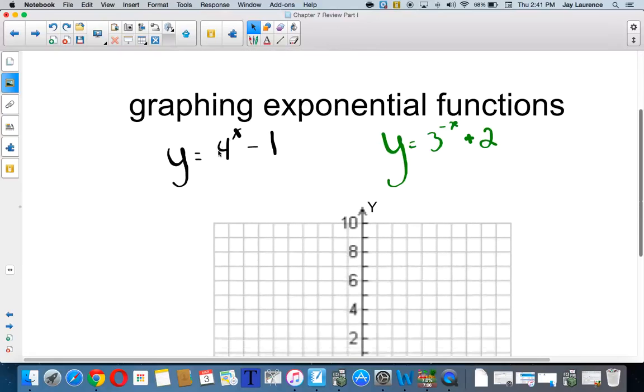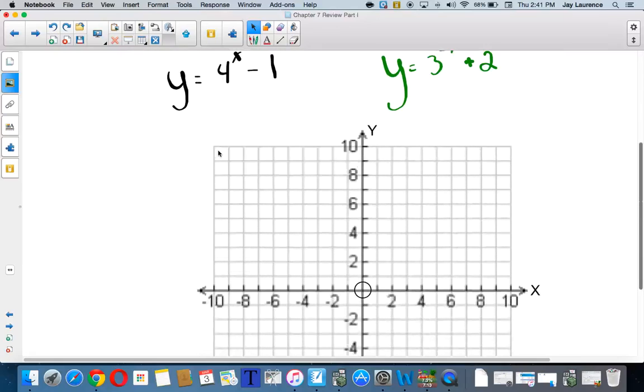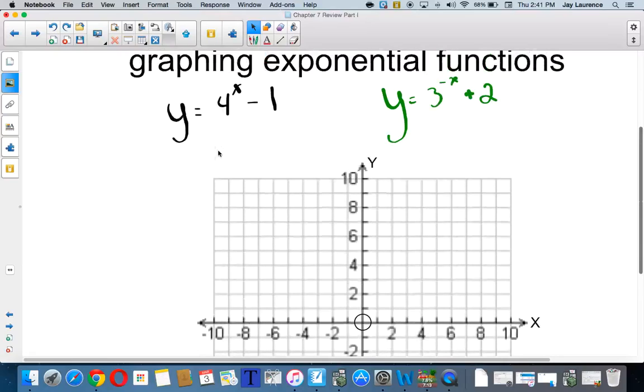I must have scrolled. Anyway, I've got two equations here I'd like you to graph: y equals 4 to the power of x minus 1, and y equals 3 to the negative x plus 2. You go ahead and do that, and unpause the video when you're ready to see what I'm going to do. All right, here come my graphs.